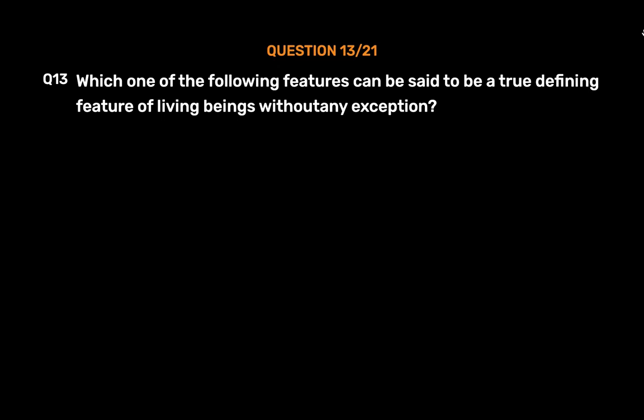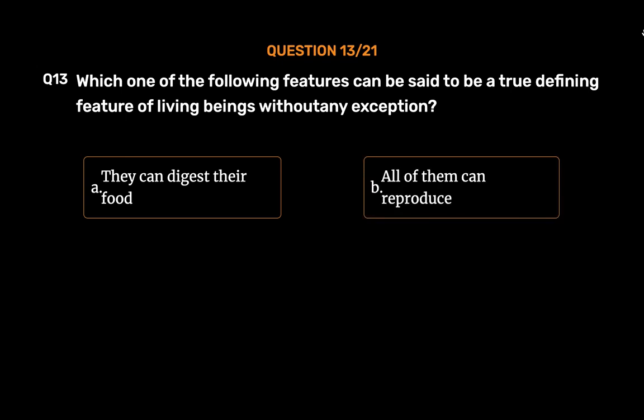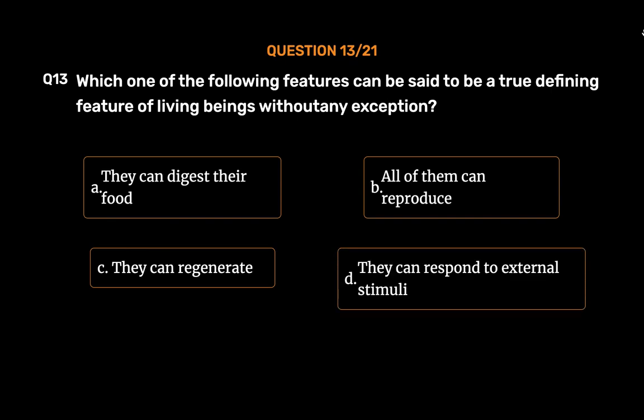Question number 13. Which one of the following features can be said to be a true defining feature of living beings without any exception? Option A. They can digest their food. Option B. All of them can reproduce. Option C. They can regenerate. Option D. They can respond to external stimuli. The correct answer is Option D. They can respond to external stimuli.